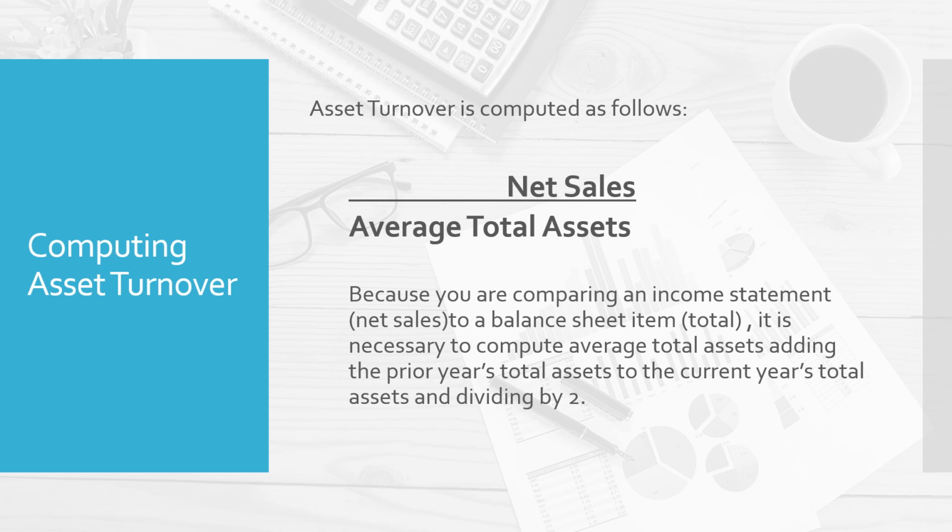So if we're going to compare net sales to total assets, we know from past experience that when you compare an income statement item to a balance sheet item, you have to take the average of the balance sheet item. Net sales is an income statement item, and it is a period of time concept. Total assets is a balance sheet item, and so we have to take the average of that to convert that point of time concept to a period of time. So essentially what we'll do is take the beginning of the year and the end of the year and divide by 2.